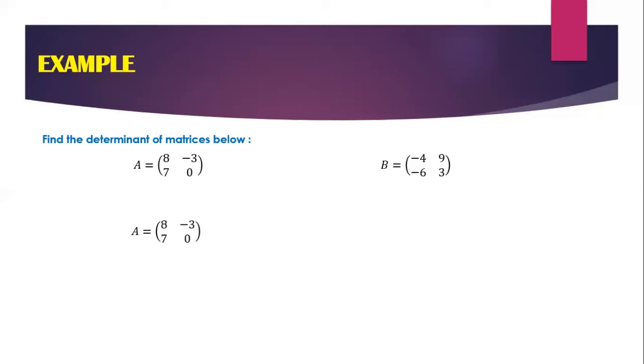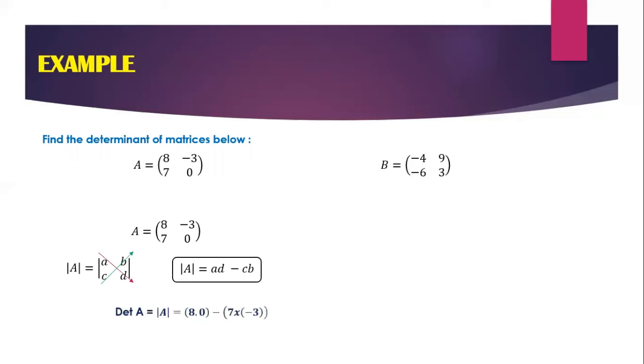Matrix A is [8, -3; 7, 0]. The determinant of A is for [a, b; c, d]. By the product of the diagonals, right? So the determinant of A is ad minus bc. This is the formula, right? So the determinant of A equals 8 times 0 minus 7 times -3. So the determinant of A is 0 plus 21, we got 21. Clear, everyone? Very easy, right?